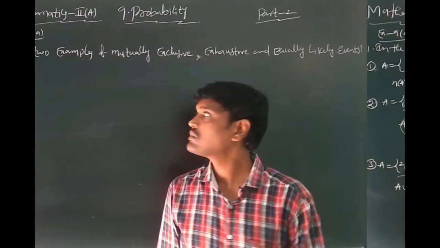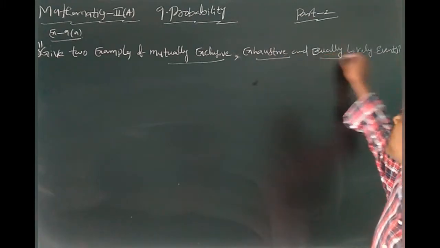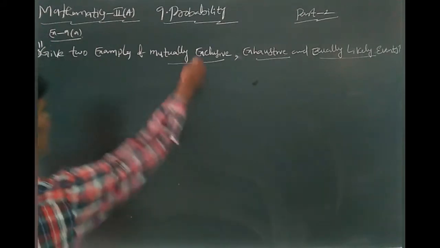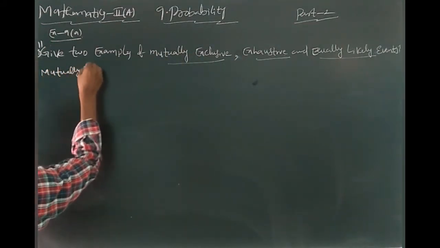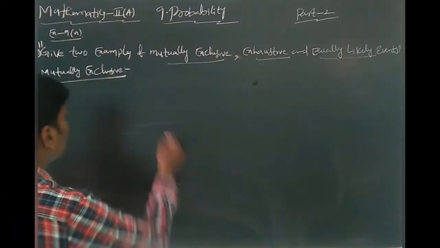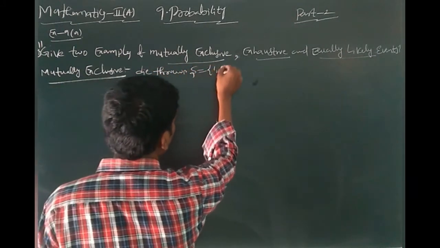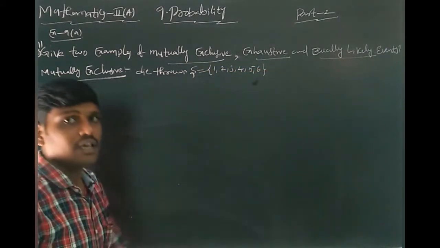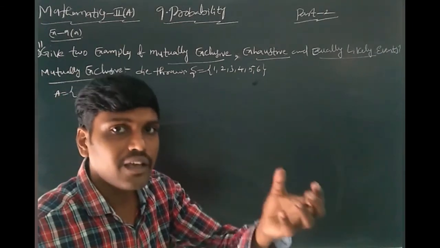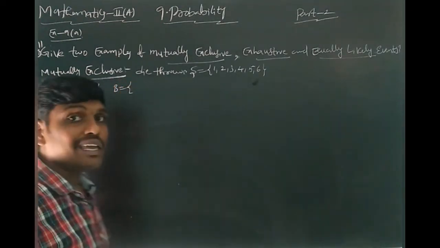Okay. Next problem: give two examples each of mutually exclusive events, exhaustive events and equally likely events. We have to give each event two examples. First, you can write mutually exclusive. What is the meaning of mutually exclusive events? If two events have no common elements. For that, one die is thrown. What is the sample space? Sample space is 1, 2, 3, 4, 5, 6. I am taking A as odd numbers. When you throw the die, you take A as {1, 3, 5}, the odd numbers. After that, B is the even numbers.